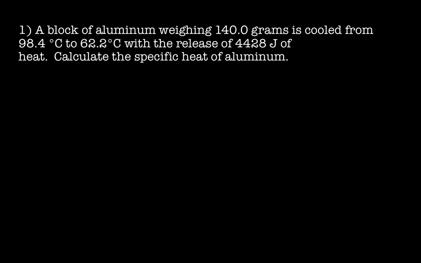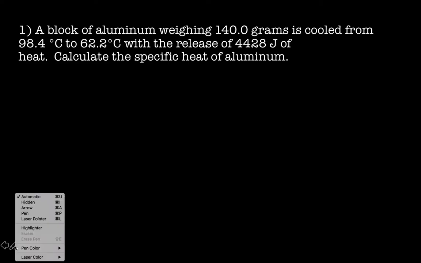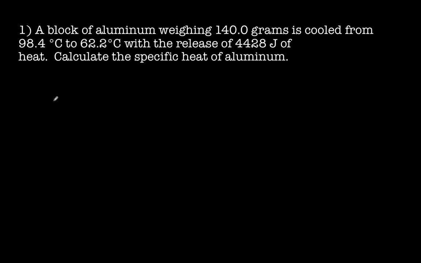Number 1 says a block of aluminum weighing 140.0 grams is cooled from 98.4 degrees Celsius to 62.2 degrees Celsius with a release of 4,428 joules of heat. Calculate the specific heat of aluminum.